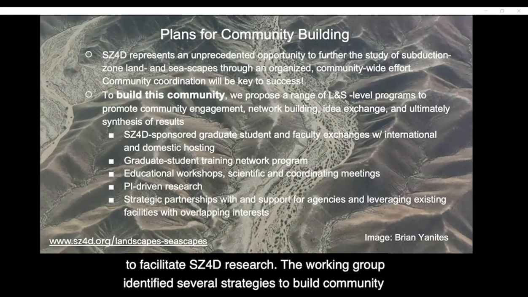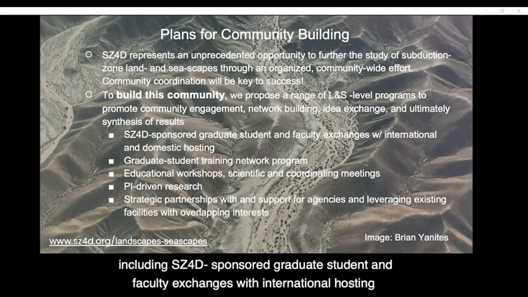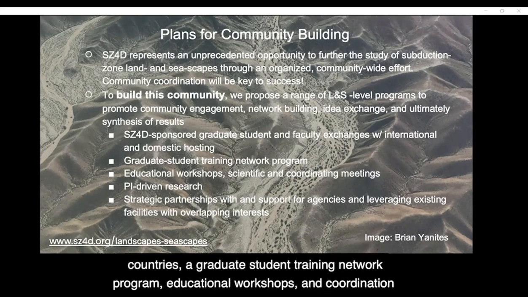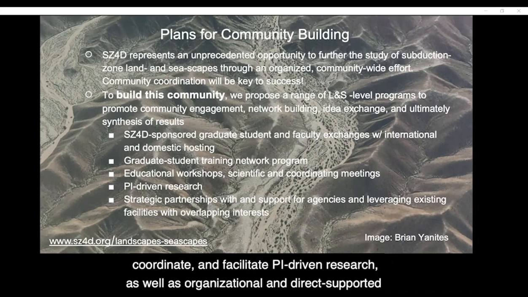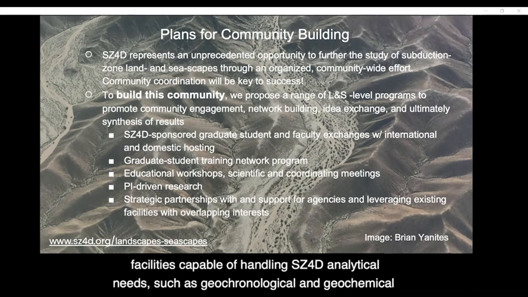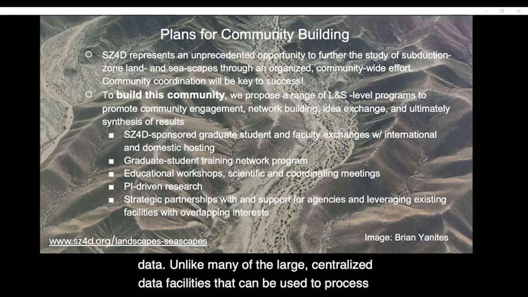The working group identified several strategies to build community, including SZ4D-sponsored graduate student and faculty exchanges with international hosting countries, a graduate student training network program, educational workshops, and coordination in scientific meetings. Also, SZ4D envisions an integrated program-level structure to organize, coordinate, and facilitate PI-driven research, as well as organizational and direct supportive facilities capable of handling SZ4D analytical needs, such as geochronological and geochemical data.